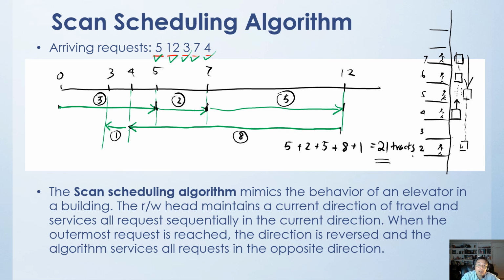Since the read and write head sweeps back and forth, tracks closer to the middle range have a greater chance to be served quickly, and then tracks at either extreme of the disk, either close to track 0 or close to the maximal track numbers, do not. Okay.